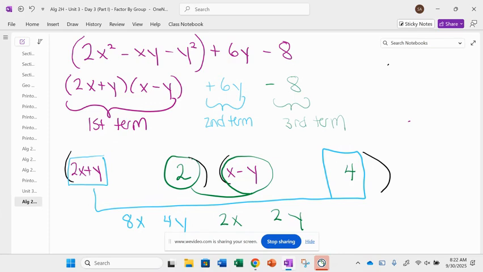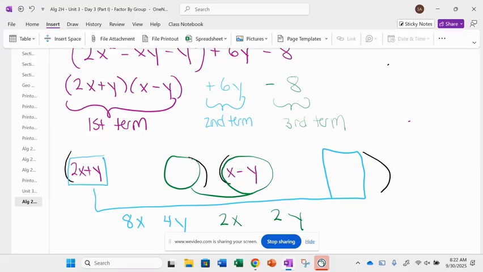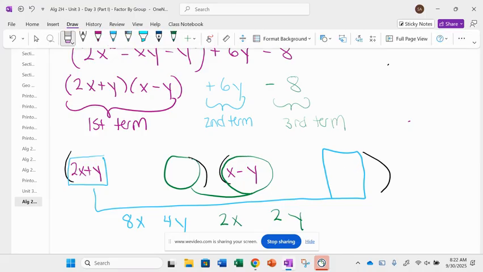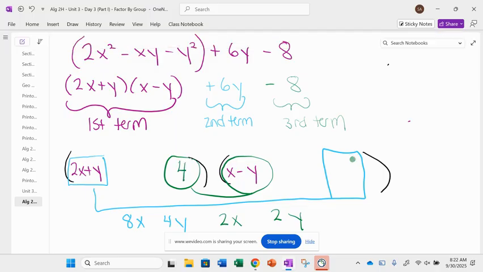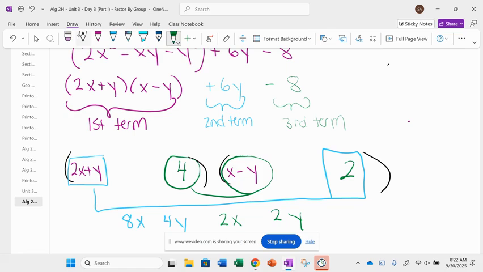So now, is there a combination? Remember, what has to happen to the x? They have to cancel. Is there a combination of 8x and 2x that will cancel? No. So what does that tell you? This isn't right. Does that mean 4 and 2 are necessarily wrong? No, we have to switch and see what happens. So now let's switch and put the 4 here and the 2 here and check again.